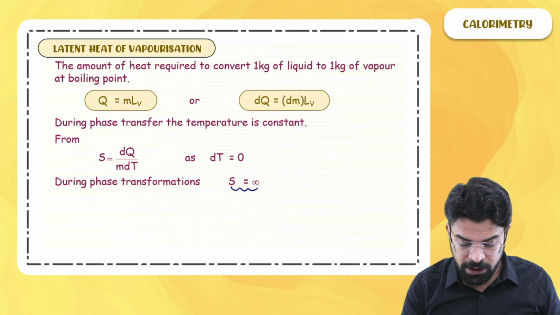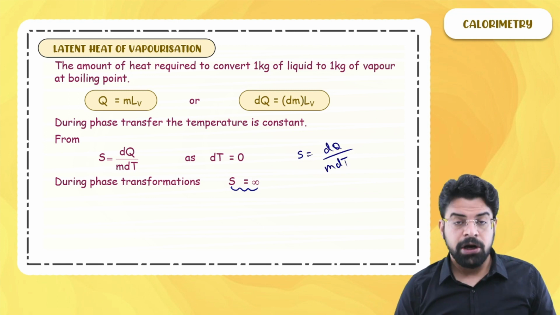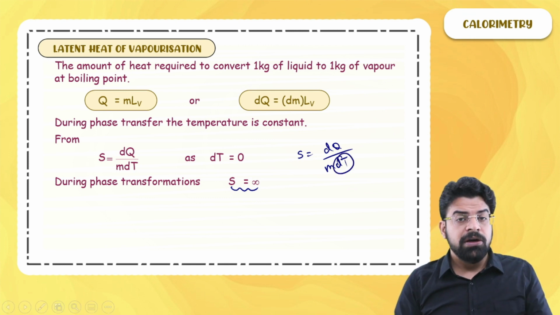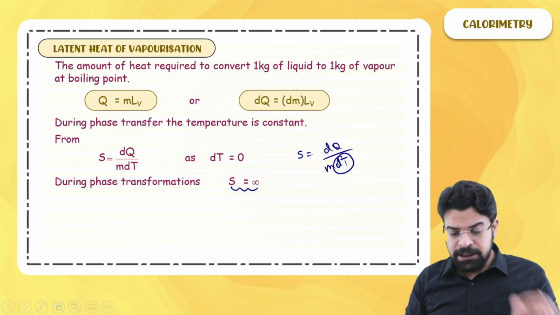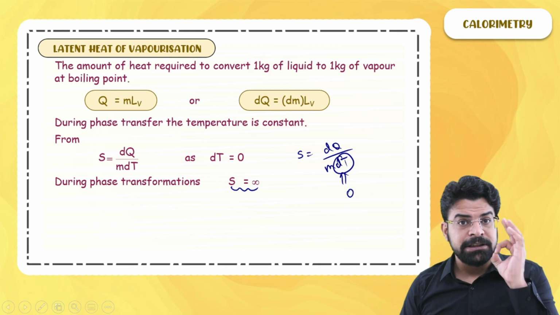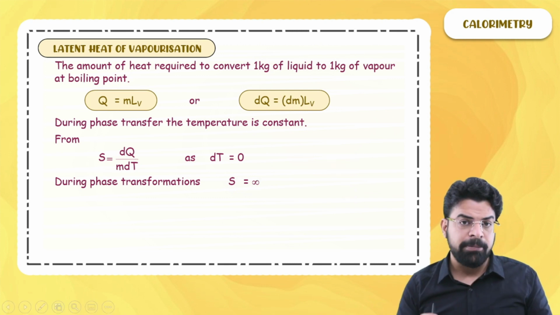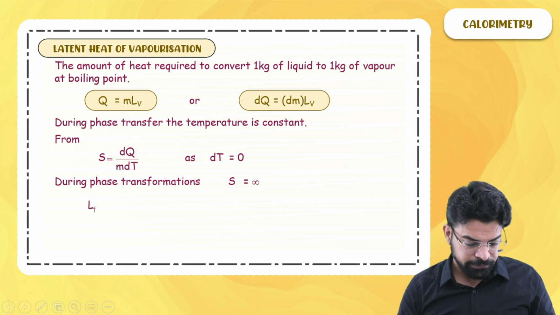Once more, specific heat can be written as dQ by m dT. During the process of phase transformation, there is no change in temperature, whether the substance converts from solid into liquid or from liquid into gas. As there is no change in temperature, dT becomes zero. As dT is zero, you can say that the specific heat has to be infinite. So remember that during the process of phase transformation, the specific heat is infinite.